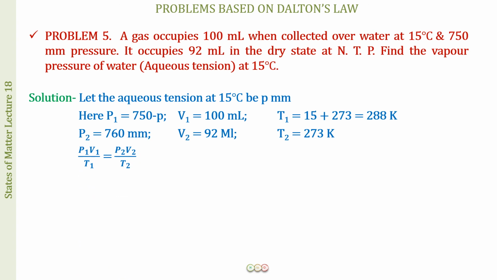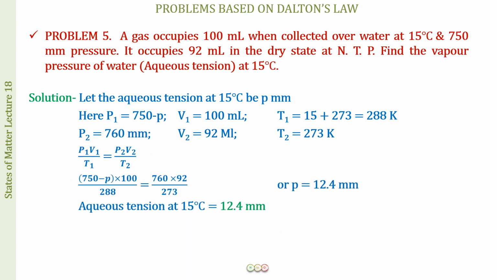So we put in the ideal gas equation: P1 V1 over T1 equals P2 V2 over T2. Putting in the values, what you will find is the value of P, that is the aqueous tension, to be 12.4 mm. So the aqueous tension or the water vapor pressure is going to be 12.4 mm at 15 degrees Celsius. So I hope now you understand how to calculate aqueous tension, or how you find the pressure of a gas in the dry state when the aqueous tension is given to you.